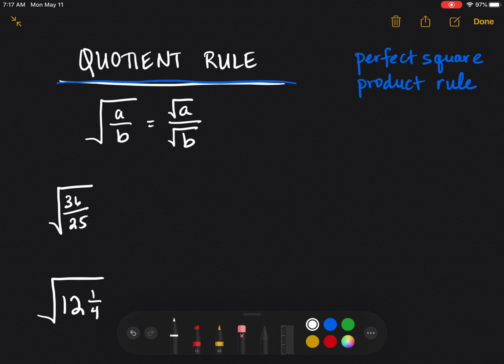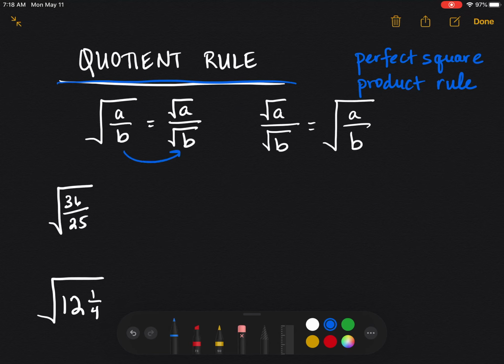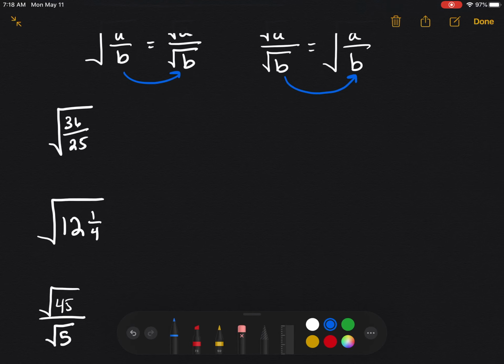It also holds true that if you have the square root of a over the square root of b, it can be rewritten as the square root of a over b. Sometimes you're going to want to go this way, and sometimes you're going to want to go the other way. Let's take a look at some of the examples that are on your worksheet, done for you. I just want to walk you through them, and then you can do the practice problems.